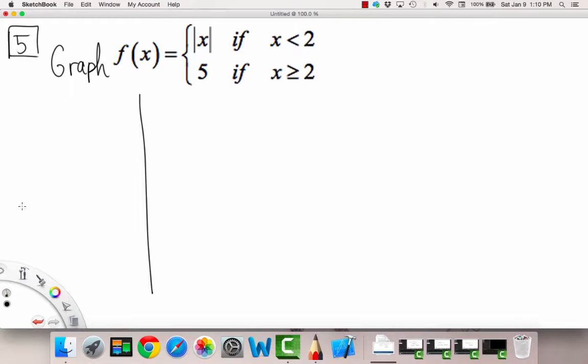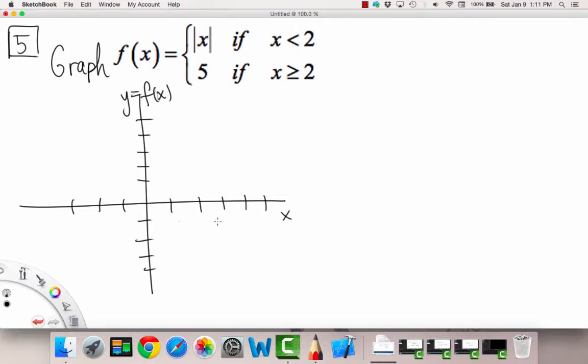So let me draw some axes here. So we have x and y, or f of x. All right, let me label some things. So we have 1, 2, that's the important point, 3, 4, 5, and 1, 2, 3, 4, 5 on the y-axis. Okay, so x equals 2. 2 is kind of like the transition point. This is where all of the changing is going to occur from one formula to the other, right?